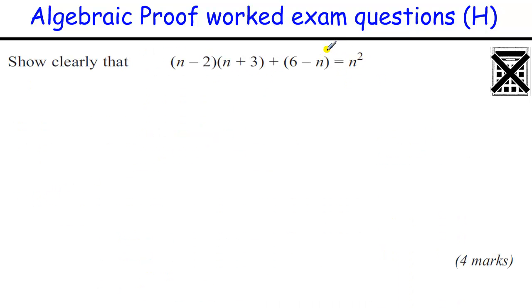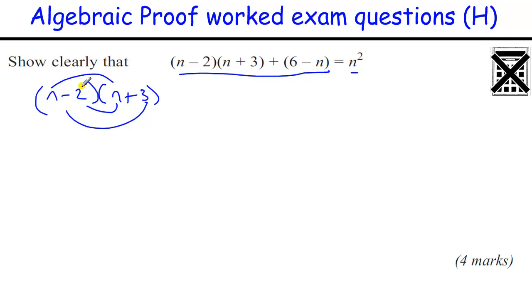Okay, showing this, so start on this side, the more complicated side, and try to work to the easy side. Again, multiplying out a double bracket. This time I'm going to do it using the smiley face method. So there's a smile, there's the eyebrows. n times n is n squared. n times plus 3 is plus 3n. Minus 2 times n is minus 2n. And minus 2 times plus 3 is minus 6.